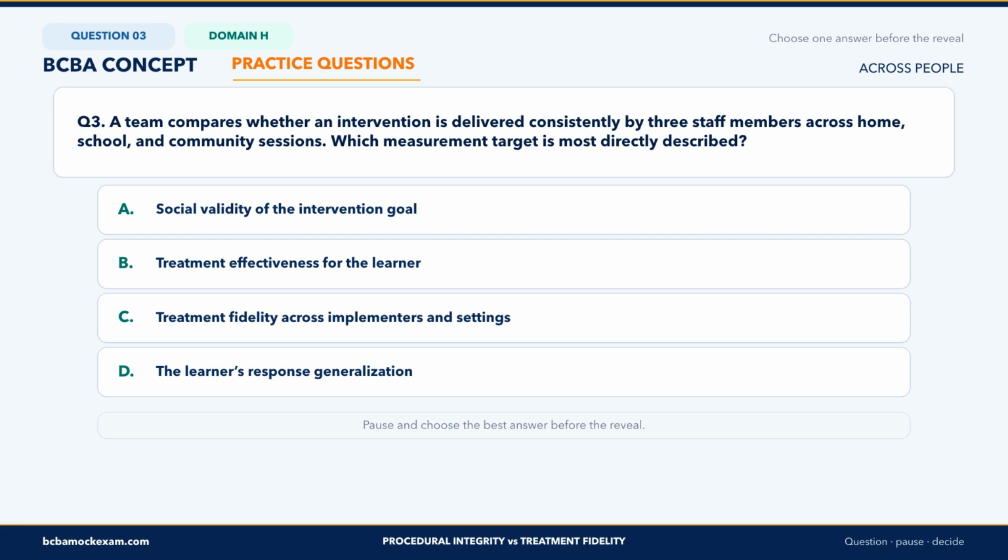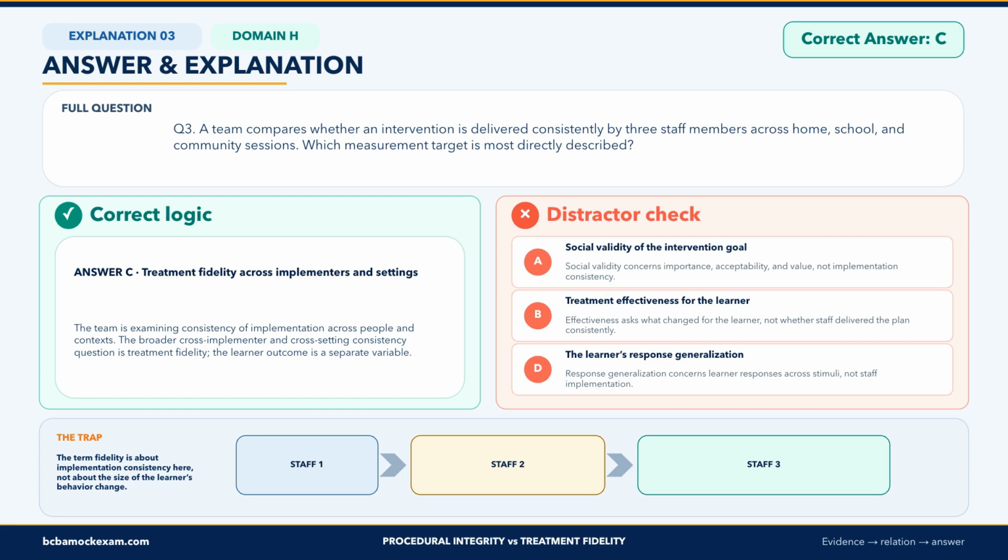Choose the answer that the exact stem supports, not the one that sounds most familiar. On this stem, select C. Treatment fidelity across implementers and settings. The team is examining consistency of implementation across people and contexts. The broader cross-implementer and cross-setting consistency question is treatment fidelity. The learner outcome is a separate variable.